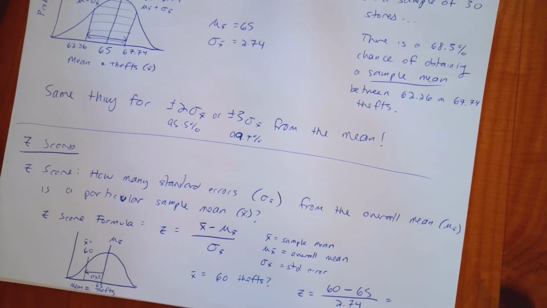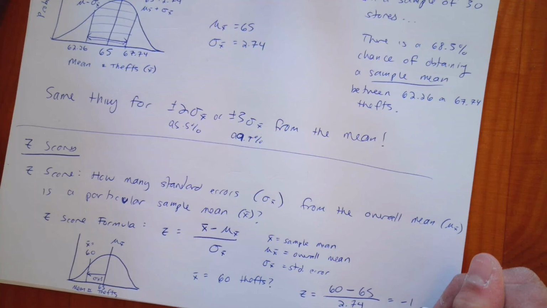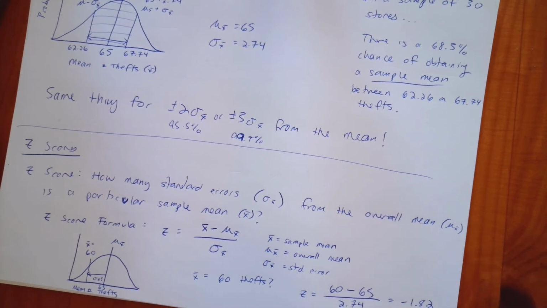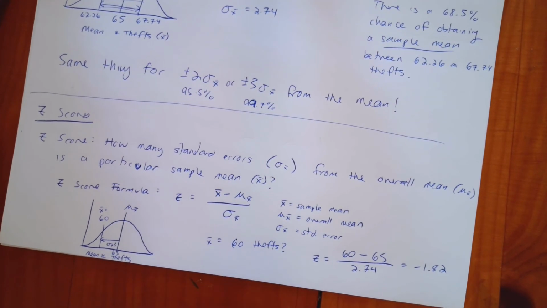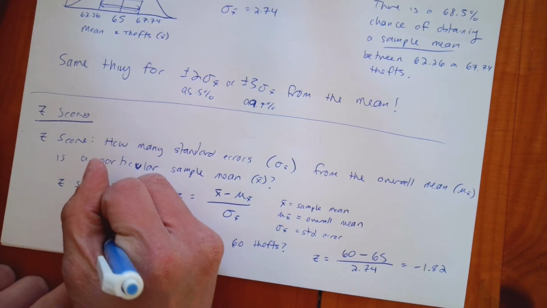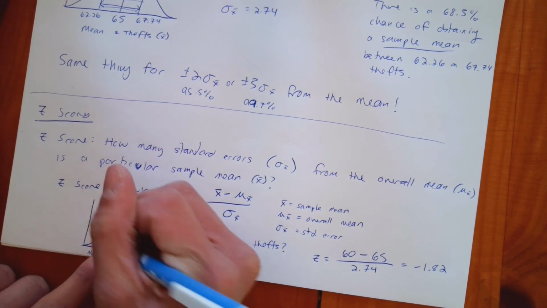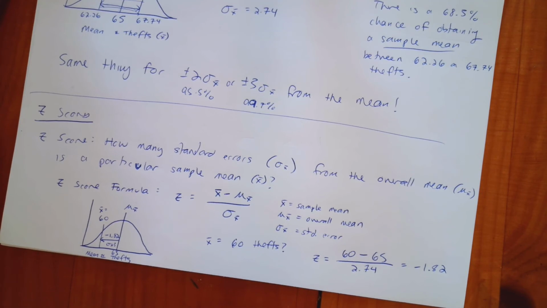Now you can do this math, and if you subtract 60 minus 65 and then divide by 2.74, you get a z-score of negative 1.82. So what this means is that a sample mean of 60 is negative 1.82 standard errors away from the mean in a negative direction. So 1.82 standard errors away from the mean in a negative direction in the sampling distribution.